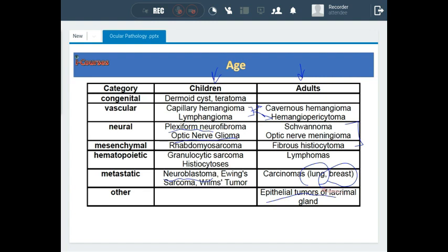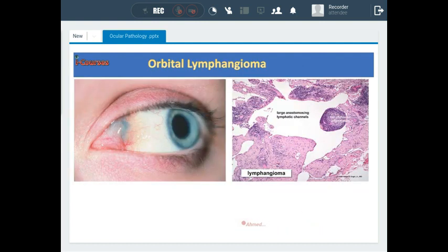Also, epithelial tumors, as we saw before, the pleomorphic adenoma and the adenoid cystic carcinoma, are more common in the adult age group. So this is for the age. For the course, we will now identify each tumor, and the course of each one can also give you a clue about the diagnosis.